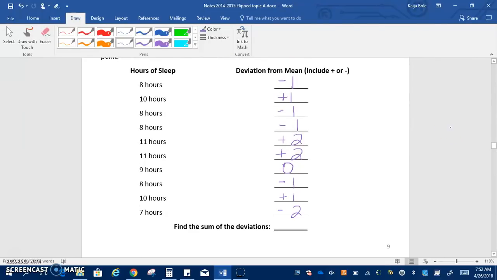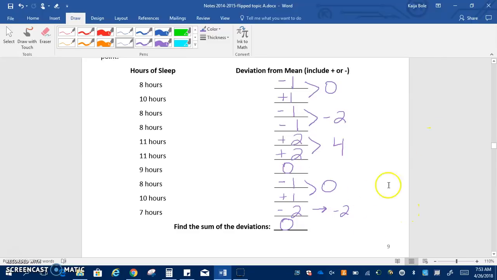Okay, so again, it asks us to find the sum of the deviations. Well, if we start looking here, these two cancel. These give us 0. If we look here, this is a -2 and a positive 2, so it gives positive 4. 0, these 1s give us another 0, and then we've got a negative 2 here. So we have 2 negative 2s and a positive 4. Those cancel each other out, so again our sum is 0.